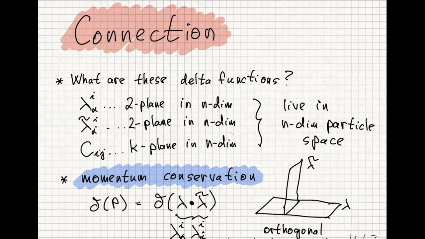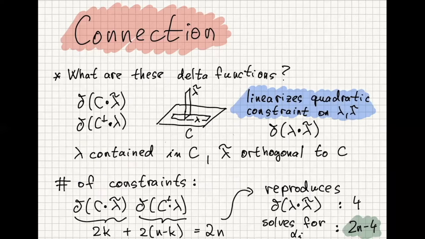And the momentum conservation, which we write in physics, says that the lambda and lambda tilde planes are orthogonal. So writing the sum of external momenta being zero in this lambda, lambda tilde language means that these lambda and lambda tilde planes are orthogonal. Now, this is a quadratic condition, because it involves both lambda and lambda tilde together. We think about it as a condition on entries of lambda, lambda tilde. And the C matrix linearizes this quadratic condition. So instead of talking about the relation between lambda, lambda tilde, we talk about the C matrix, and we say that the C matrix contains lambda and is orthogonal to lambda tilde.